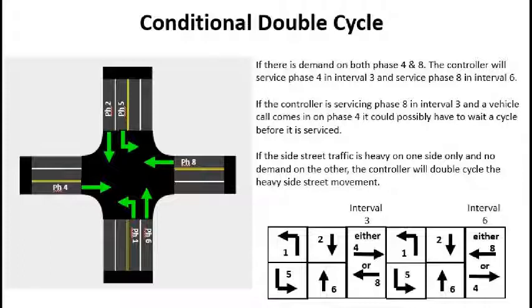So you have three possible ways of looking at this. If we have heavy demand on 4 and 8, the cars on 4 and 8 will be serviced once per cycle at their appropriate intervals. If it's lopsided on one side versus the other, you could actually double cycle that one side. Or if you don't have any cars at all on 4 and 8, it will just continue to extend 2 and 6 and 1 and 5 based off of the demand within the cycle. So this gives us some flexibility for the really minor movements.